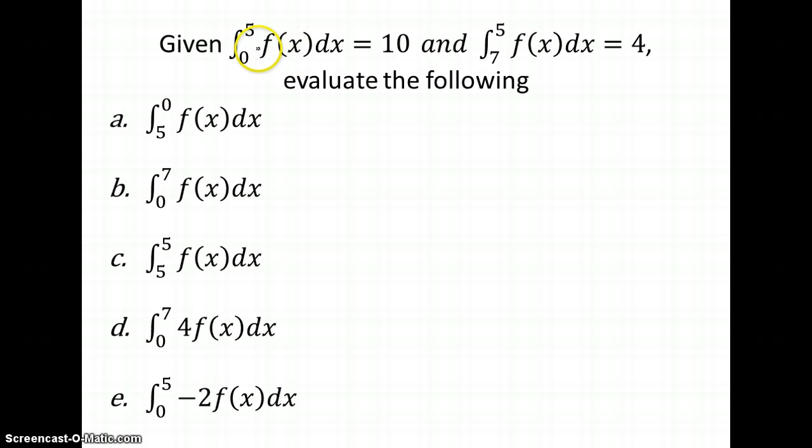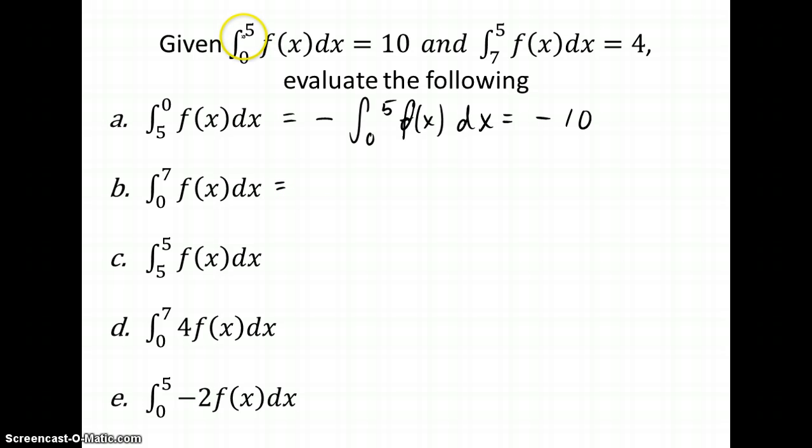Okay, so given the definite integral from 0 to 5 of this function, it's assigned a value of 10, and the integral from 7 to 5 of this function is equal to 4. Just knowing these 2 pieces of information and using our properties to evaluate this, notice that the boundaries are written from the bigger value to the lower value. So we just take the opposite of that. This is given as 10, so the answer to part A is just -10.